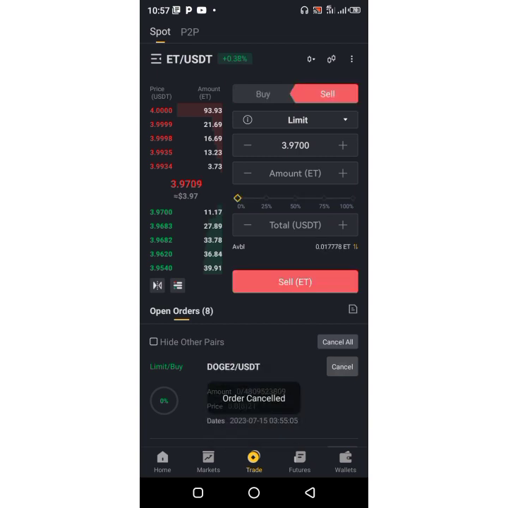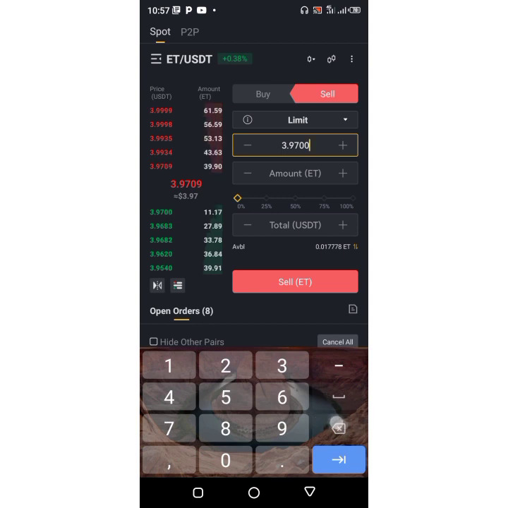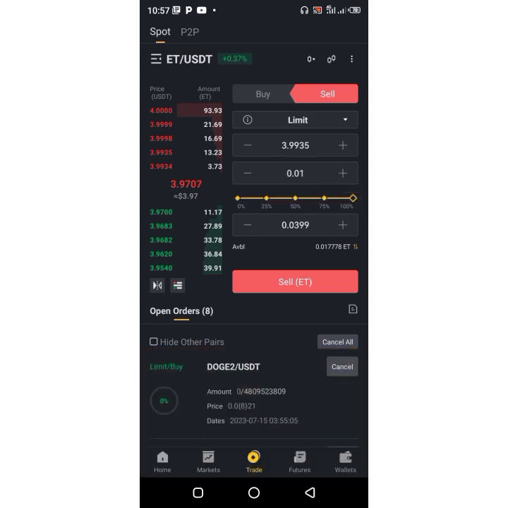Once we buy, you can go on to sell. Set your desired price to sell. Maybe you want to sell at 3.9935. Now that means you have ETH because you have used your dollar to buy ETH. So you set the range to 100%. Now you click on sell. That means once the market reaches your desired price here, 3.9935, it will trigger. That's all for buy and sell. So let's move on to another feature.